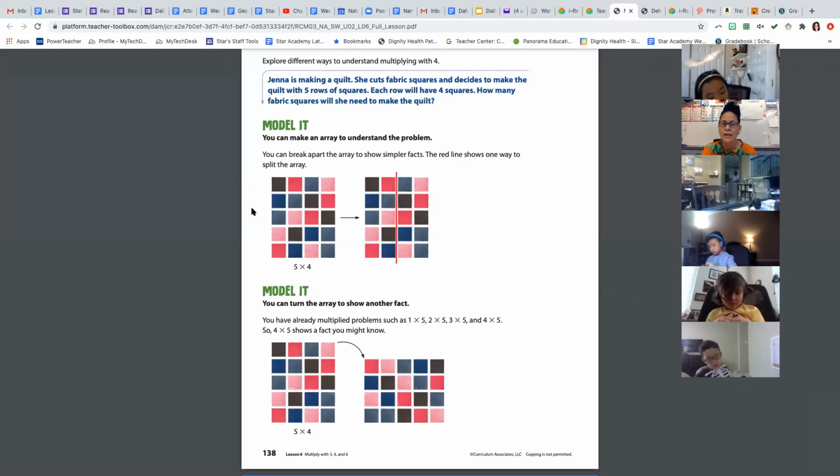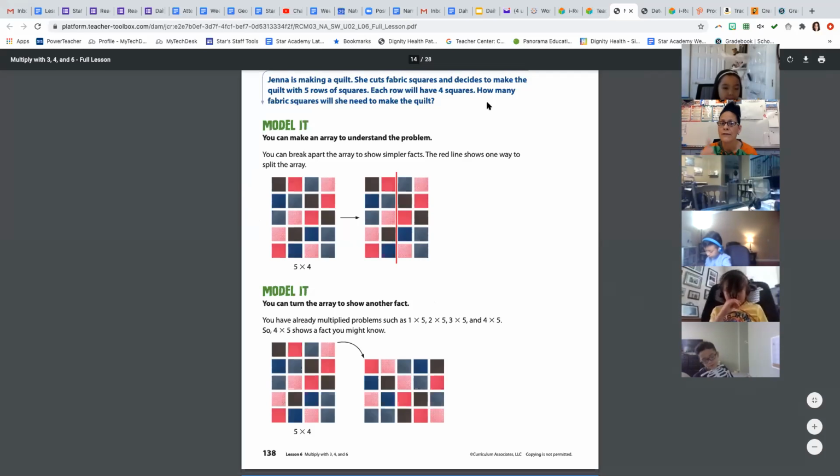So again, Jenna's making a quilt. She cuts fabric squares and decides to make the quilt with 5 rows of squares. Each row will have 4 squares. How many fabric squares in all? This is what we are trying to find out. So you will see, friends, again, the rows, 1, 2, 3, 4, 5. 5 rows, and you will see 1, 2, 3, 4 squares in each row.